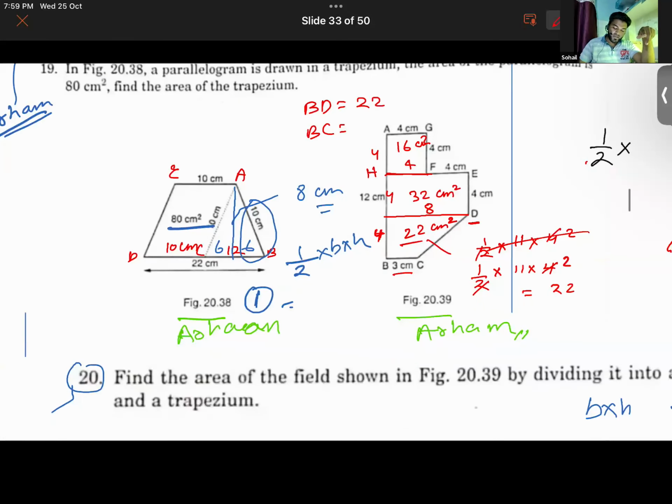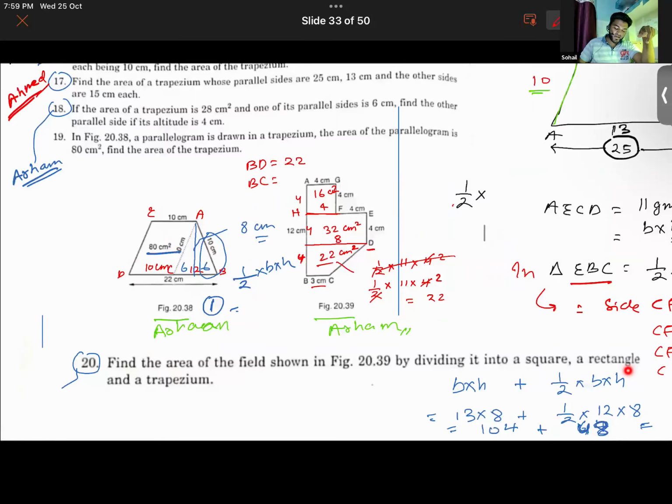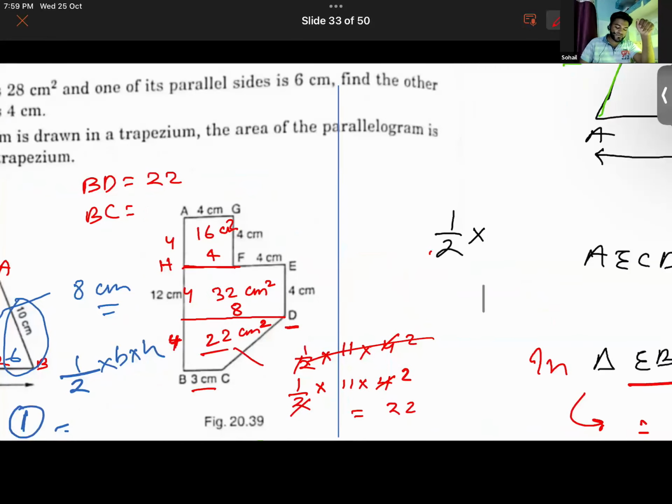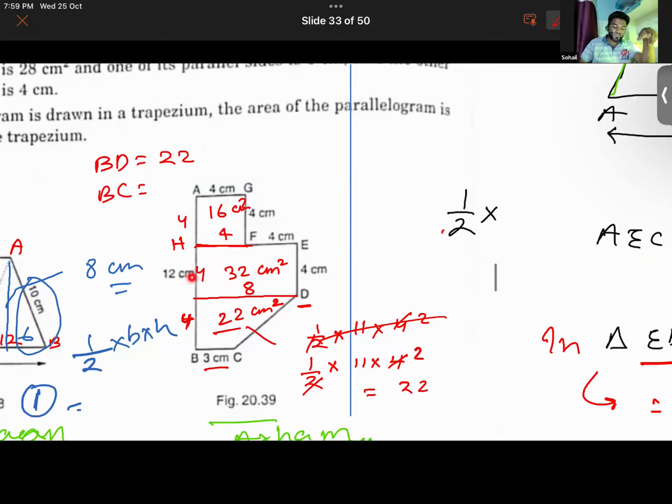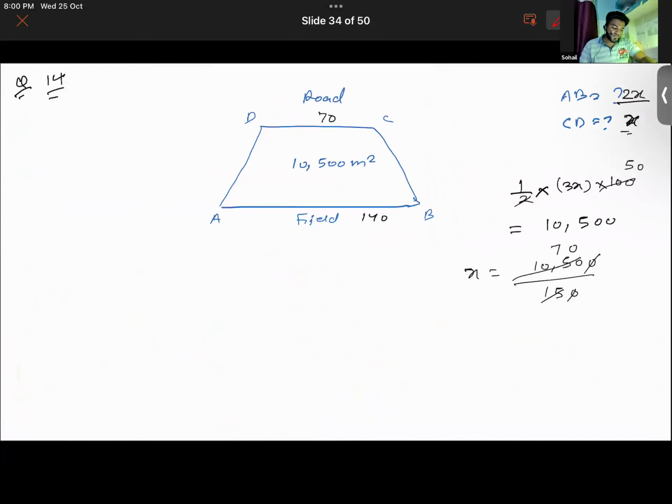Look, as per the question here, we need to divide it into a square, a rectangle, and a trapezium. So, as per the construction, this will be 4, not 5. This total distance will be 8, 4 plus 4 combined as 8. And this much is going to be 8, and this is 3 over here. So its area will be 22. So 22 plus 32, that is 54 plus 16, so that is going to be 70 square centimeter. Yes, sir. 70 square centimeter.